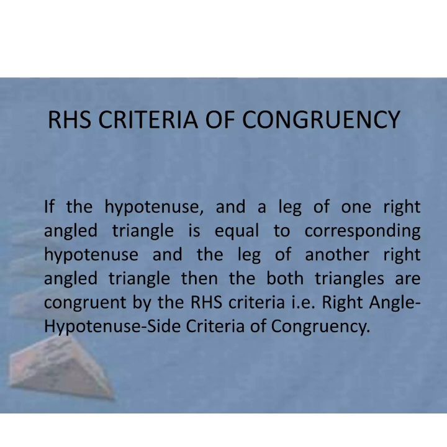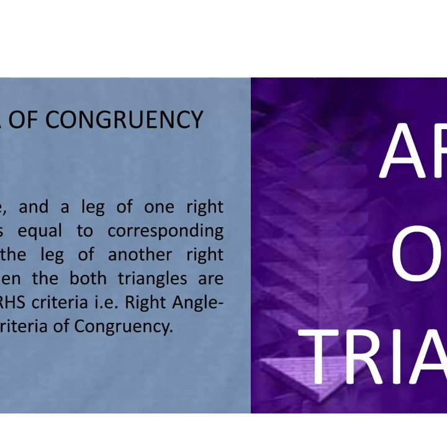RHS criteria of congruency. If the hypotenuse and the leg of one right angle triangle are equal to the corresponding hypotenuse and the leg of another right angle triangle, then both triangles are congruent by RHS criteria, that is right angle hypotenuse side criteria of congruency.